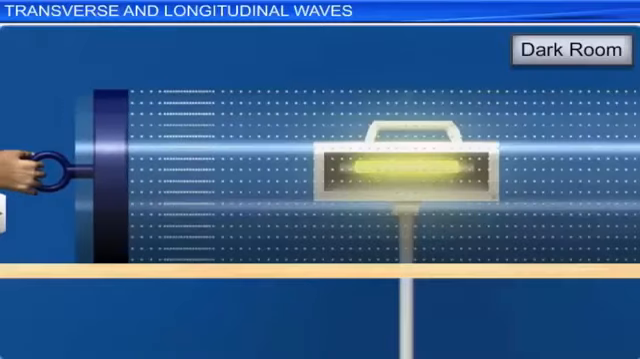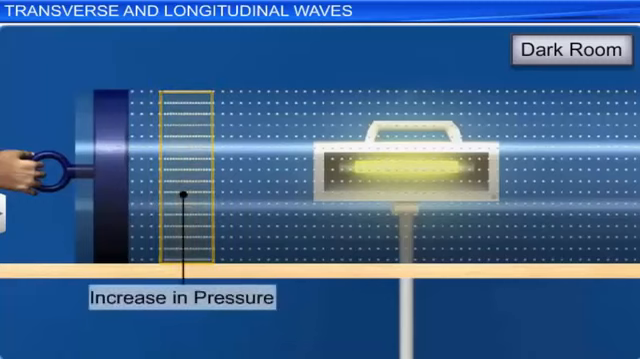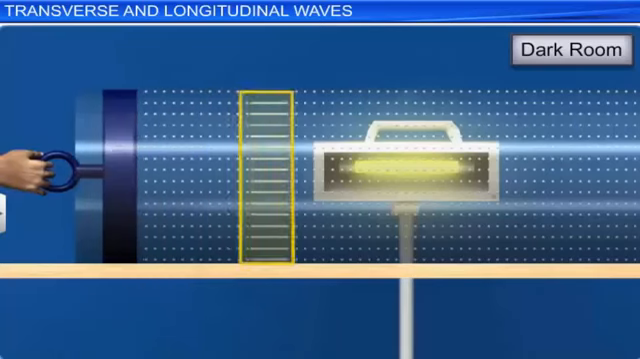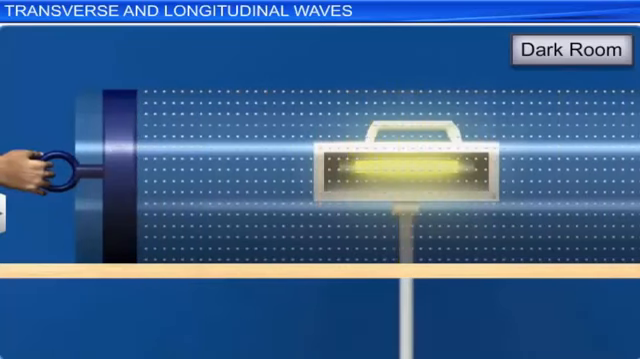We now observe that the dust particles near the piston are compressed and form a band. This is due to an increase in pressure created by the piston on the particles. This band, called compression, moves towards the other end of the tube as a pulse and dies down.